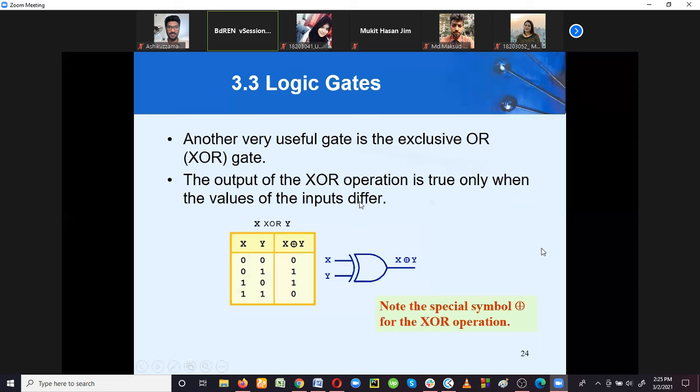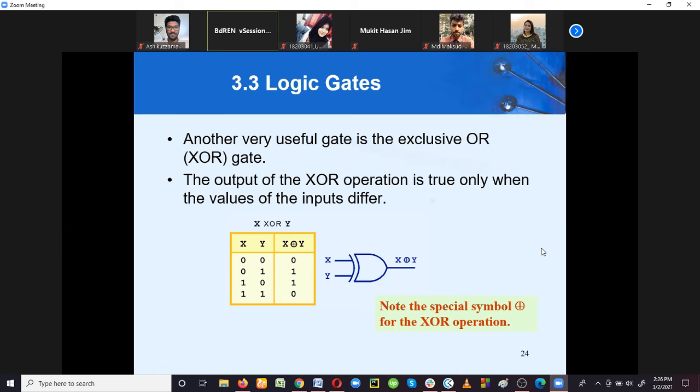Observe for XOR: if we have 0 0, the output will be 0. If we have 0 1, the output will be 1. If we have 1 0, the output will be 1. If we have 1 1, the output will be 0. Why? Can you say or remember? Because the logic of the XOR gate is, if both inputs are the same, the output will be 0.